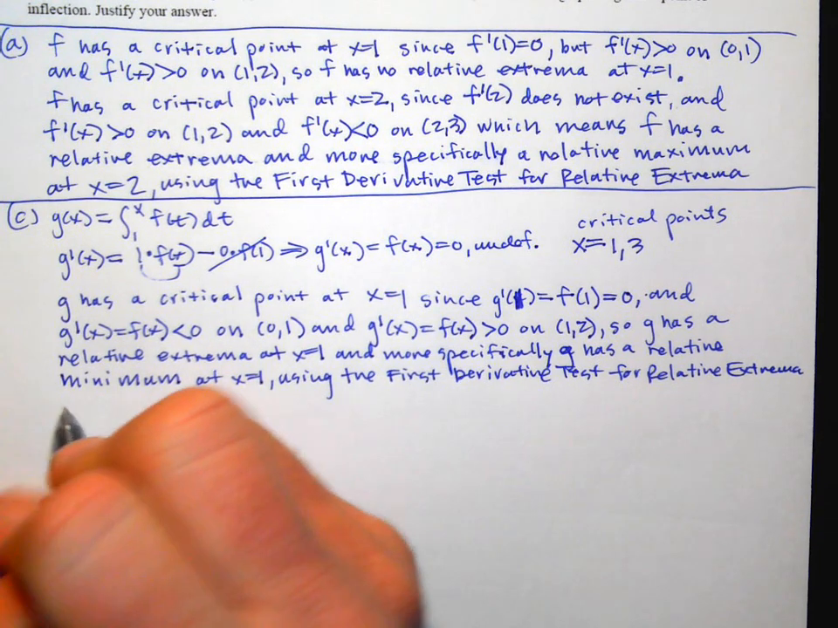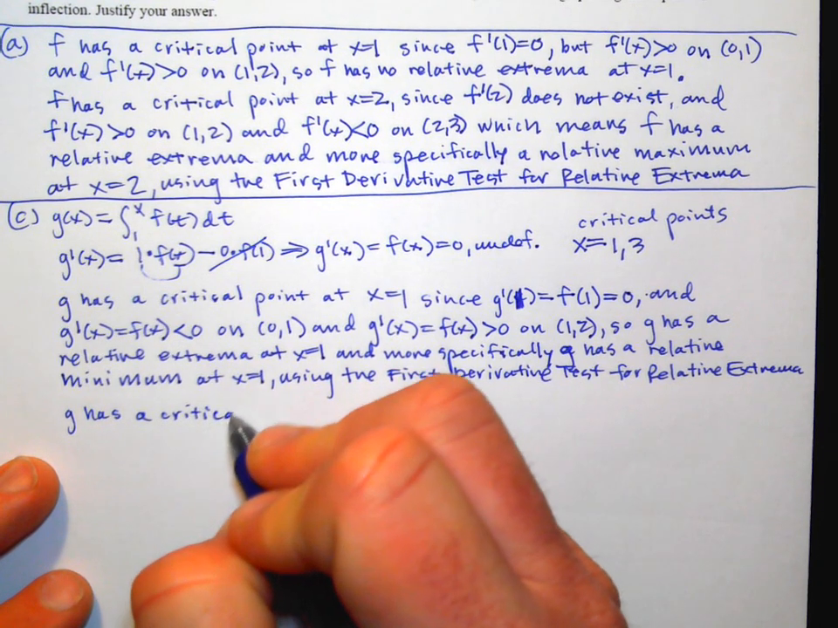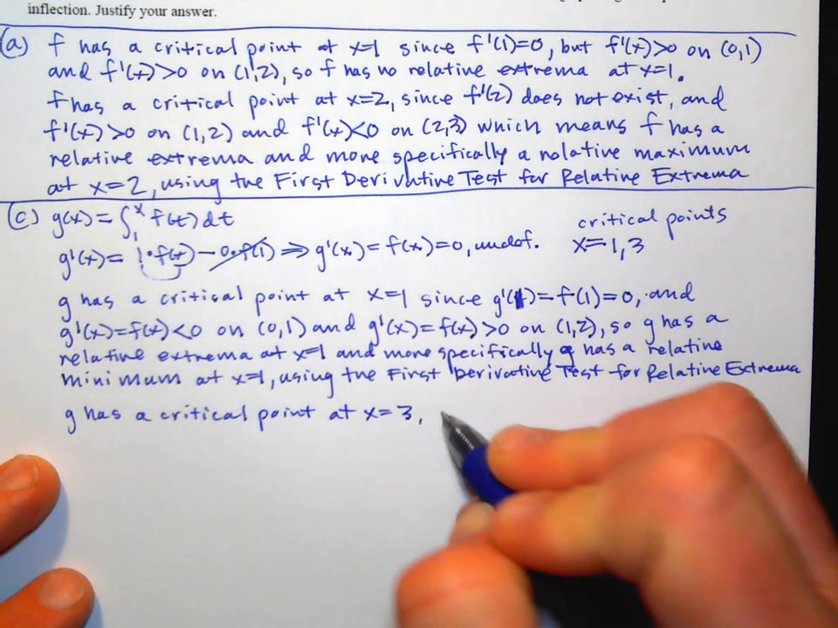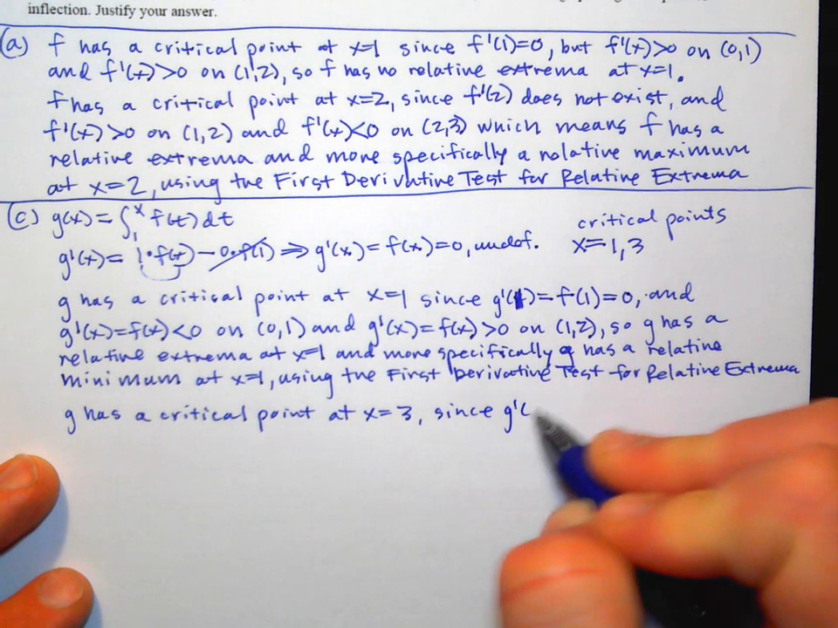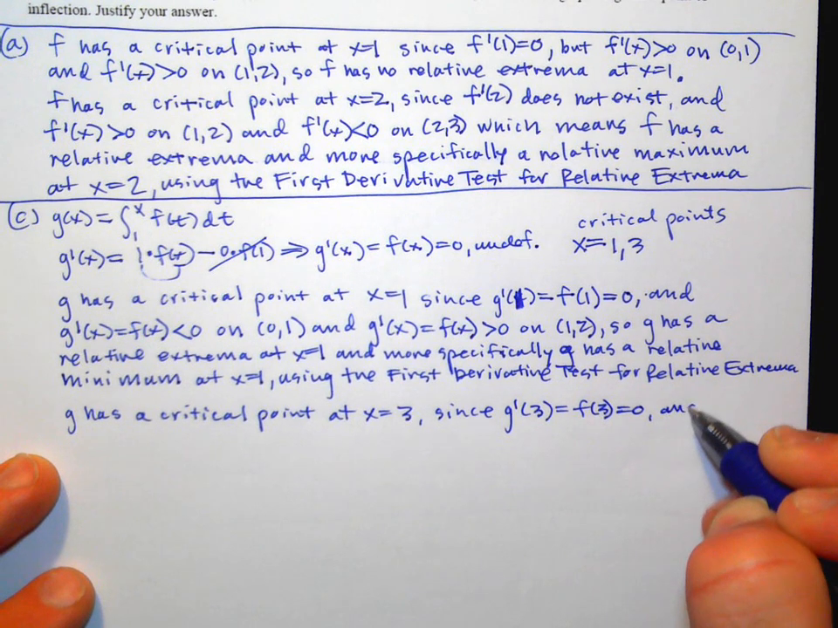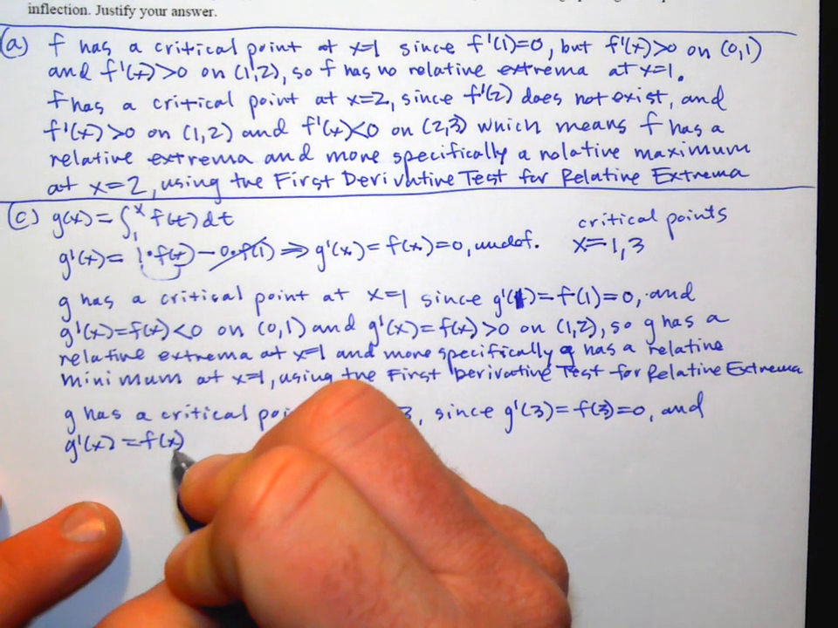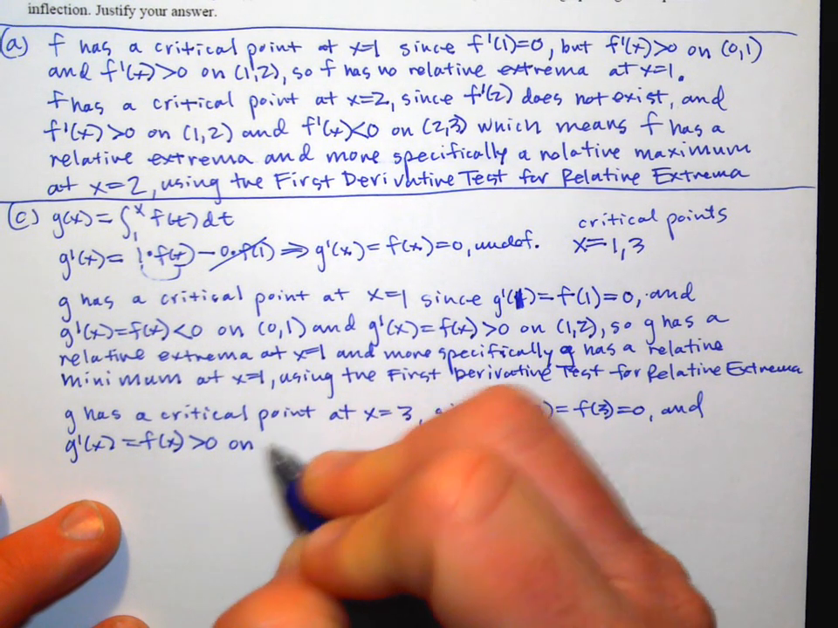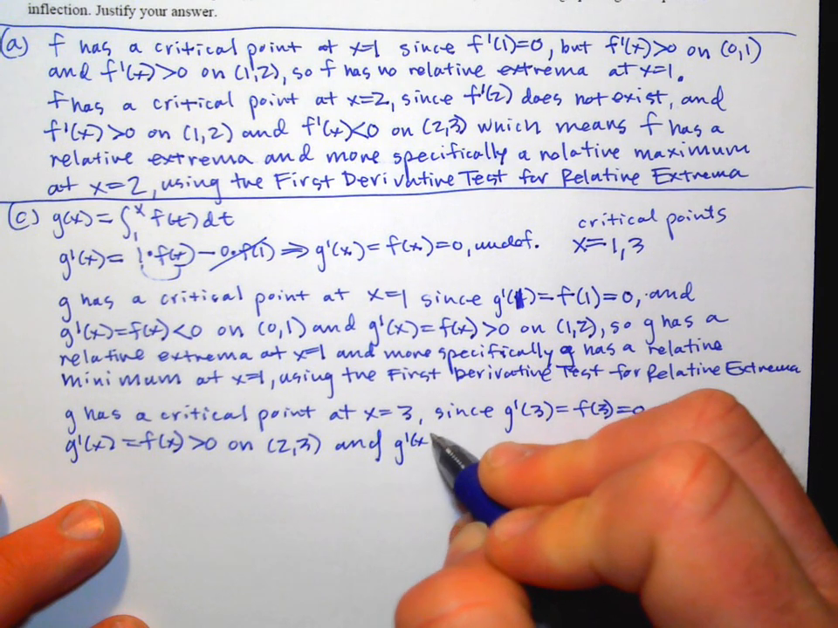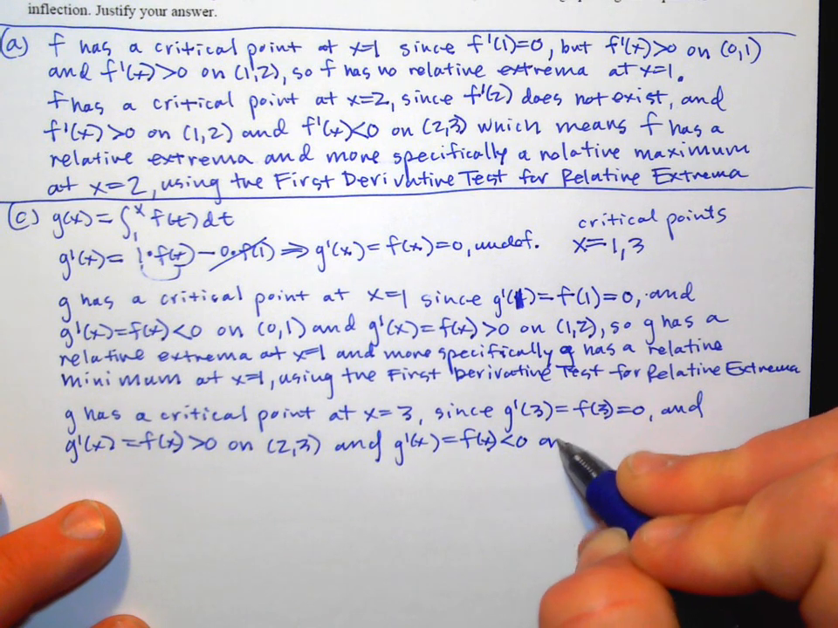All right, but we also need to do G has a critical point at x equals 3, since G prime of 3 equals f of 3 equals 0, and G prime of x equals f of x is positive on the interval directly to the left, 2 to 3, and G prime of x equals f of x is negative on the interval directly to the right, 3 to 4.